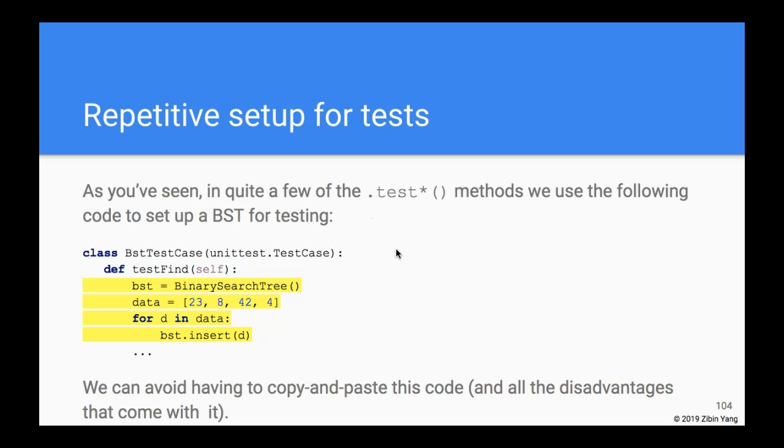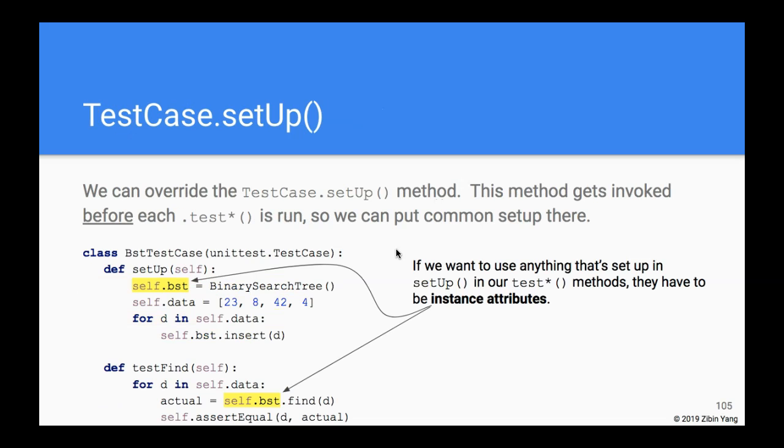It's in fact a very common problem in writing unit test cases that we want to do the scaffolding, the setup ahead of time for every single test method. So unit test provides a uniform way to do that. In the test case class, there is a setup method. This setup method actually gets invoked before each test method is run. So we can override it and put our common setup code there.